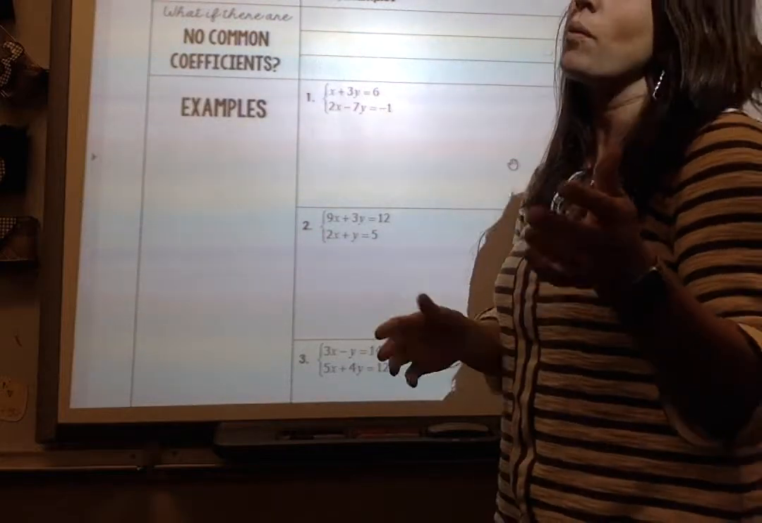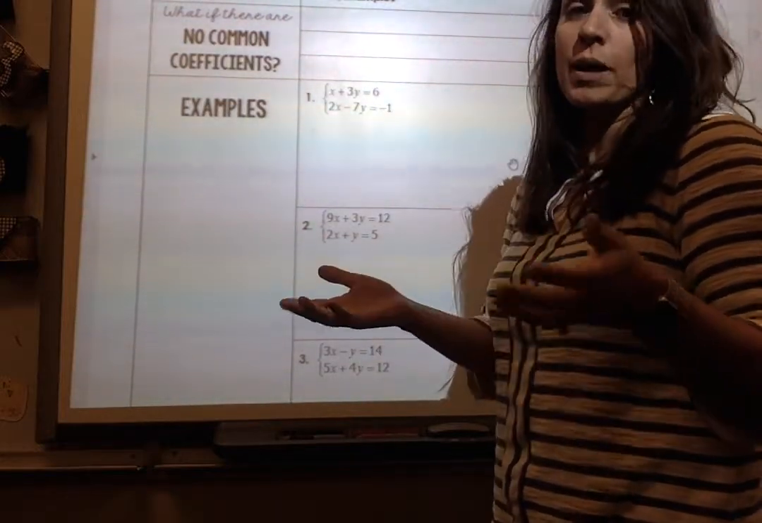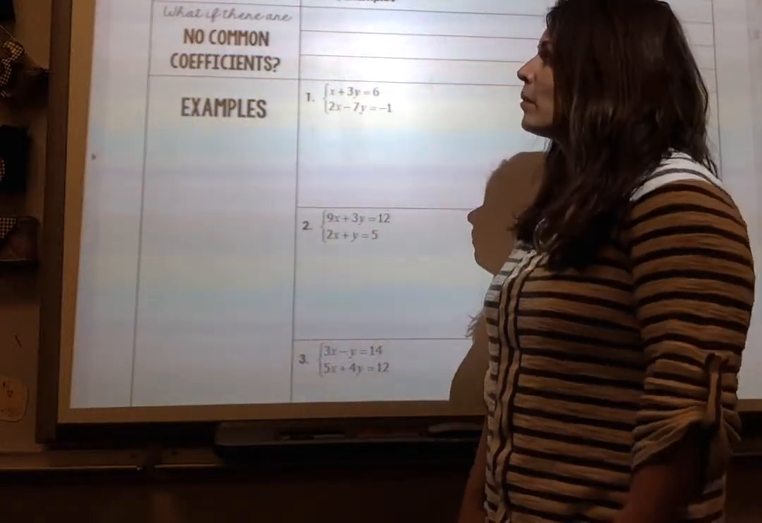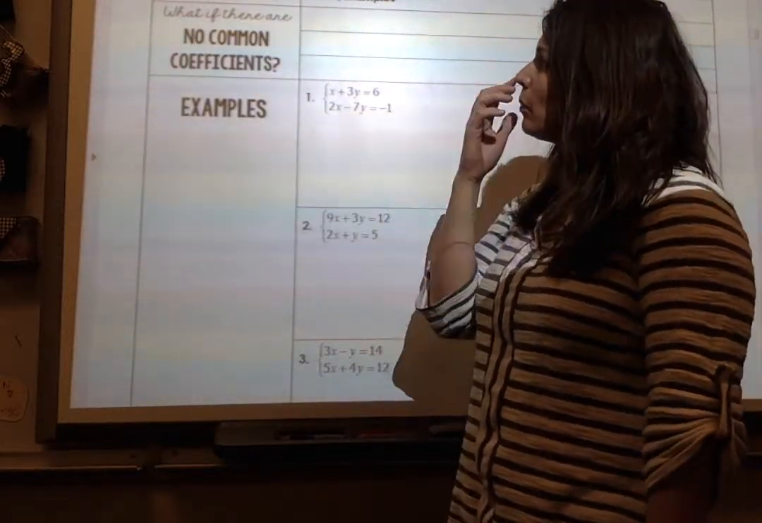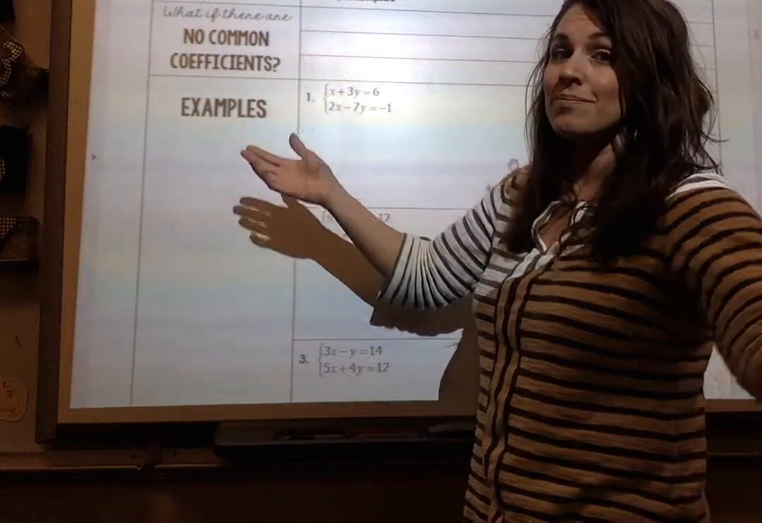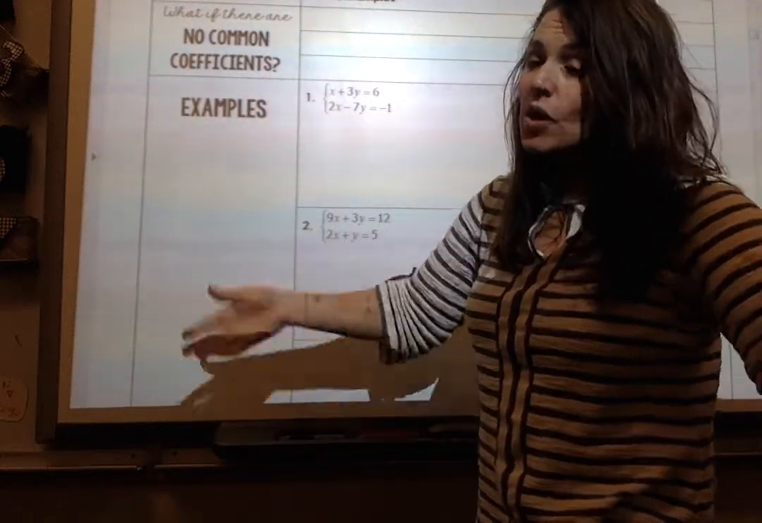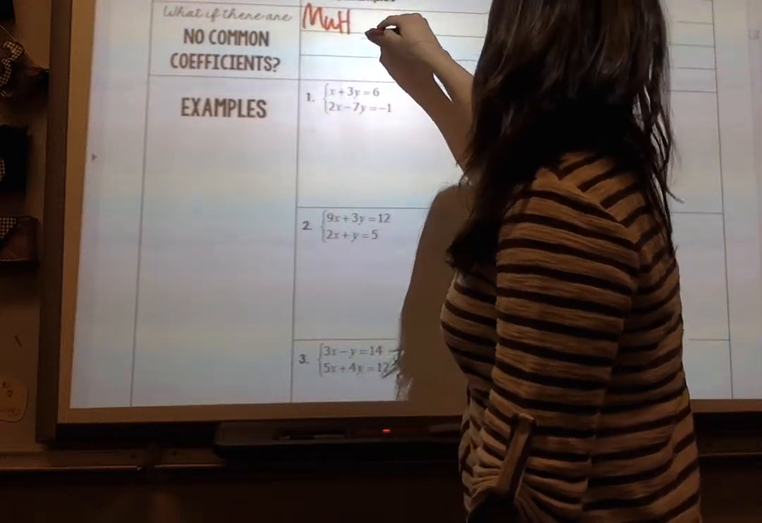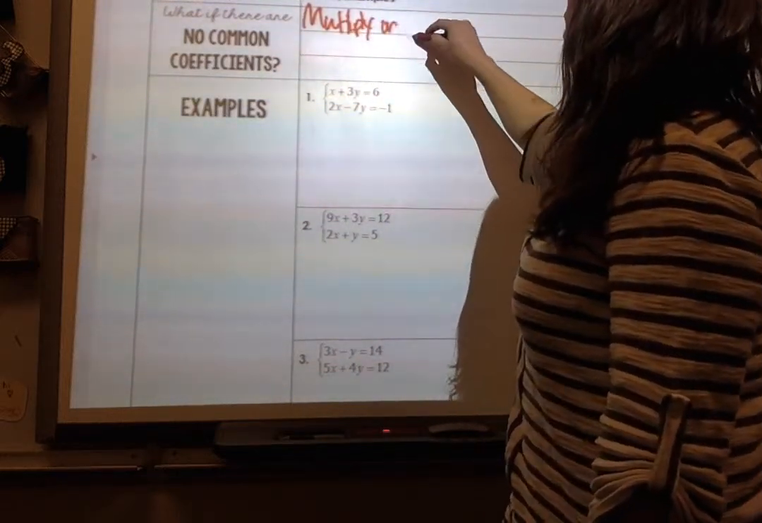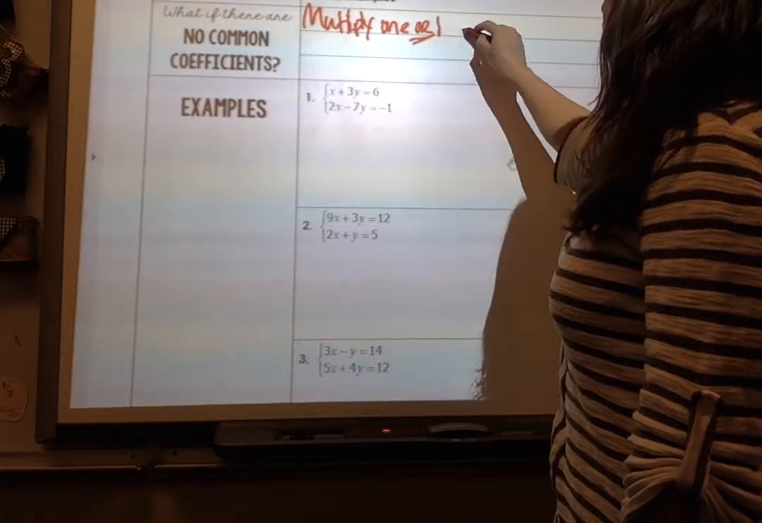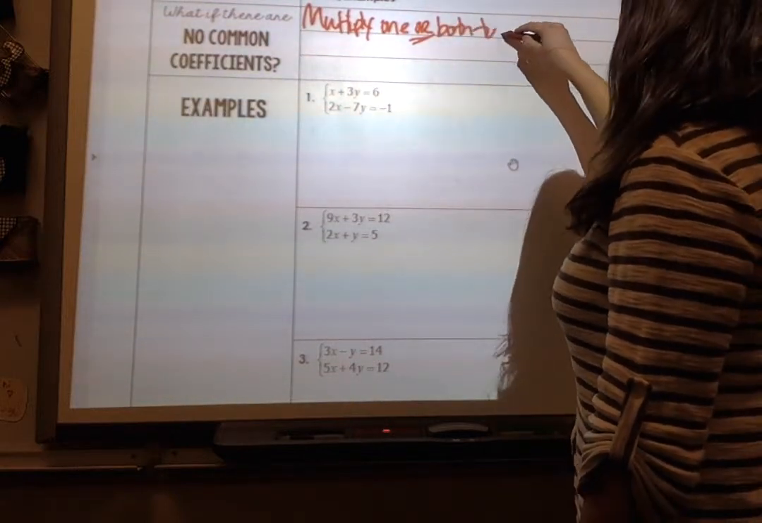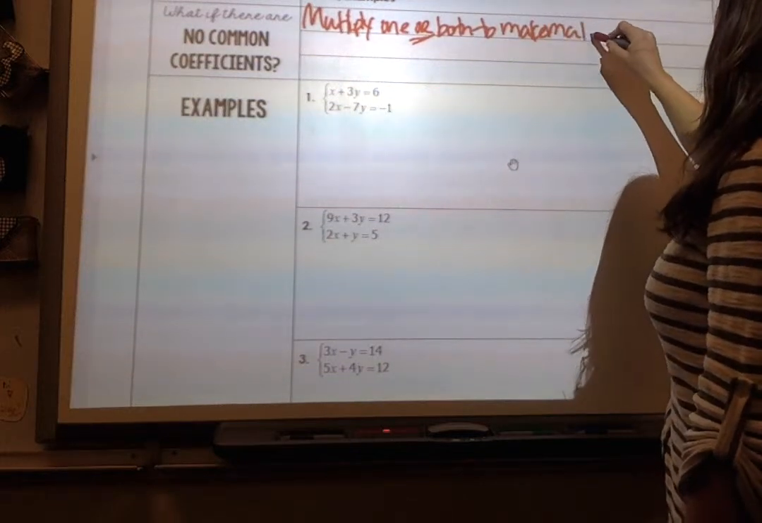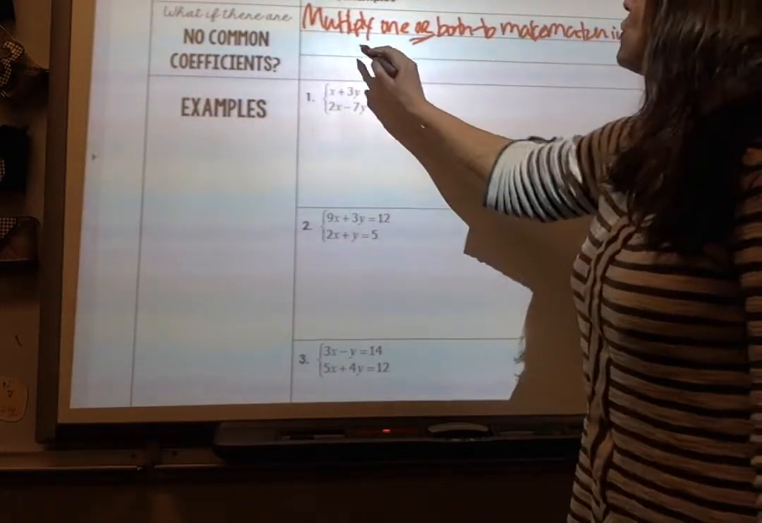Before, we were multiplying both sides, the whole equation, by a negative, because we had matching coefficients. But what happens when we don't have common coefficients? Your answer? We make them. So what we can do is multiply one or both equations to make matching coefficients.